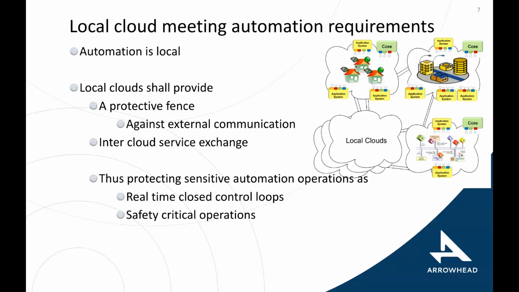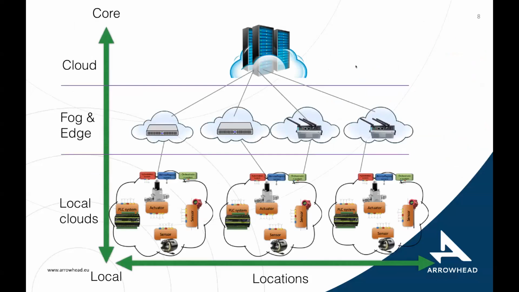So it's a way of protecting sensitive operations such as real-time cloud scope control and safety-critical operations. If we compare this to the cloud situation, here on the y-axis we have clouds on the top. We have edge and fog, which Ericsson and Cisco talk a lot about, where they think that they can provide their cell heads and their routers as computational units. That was their first idea for this.